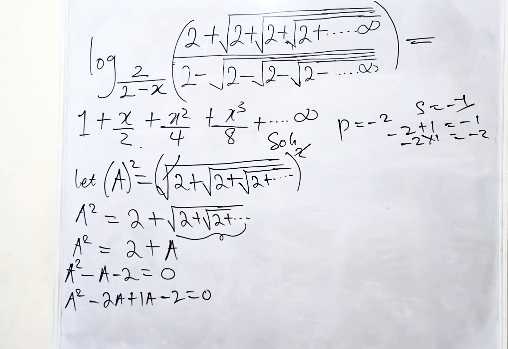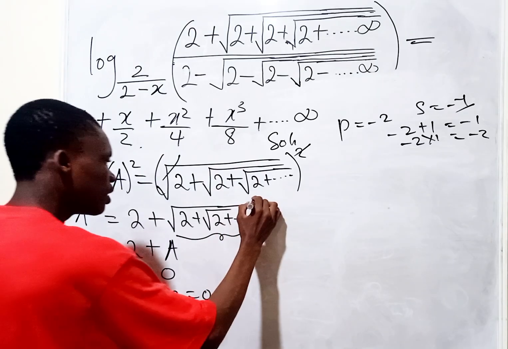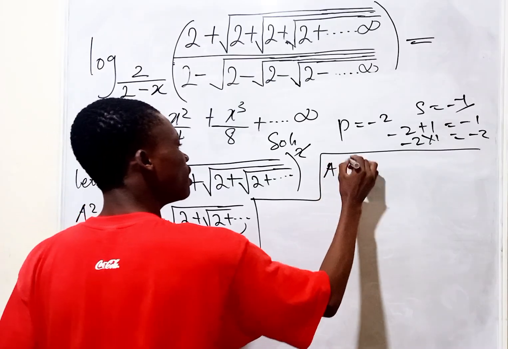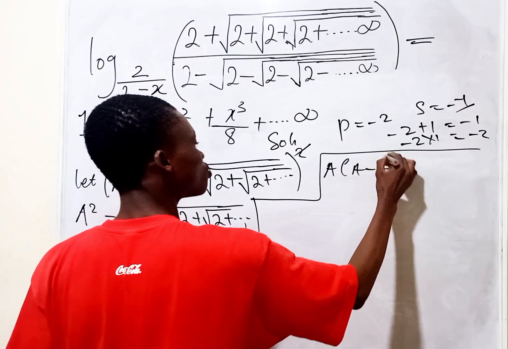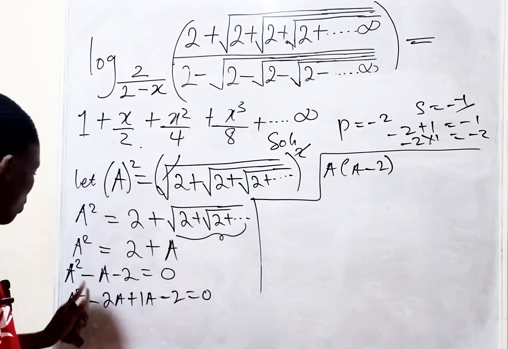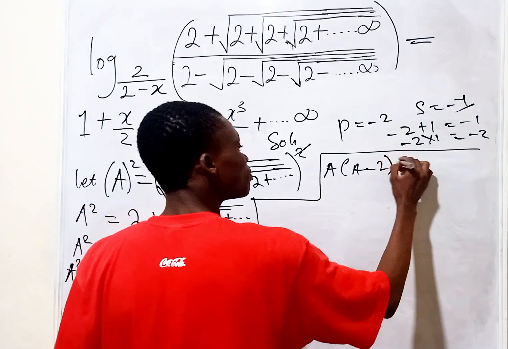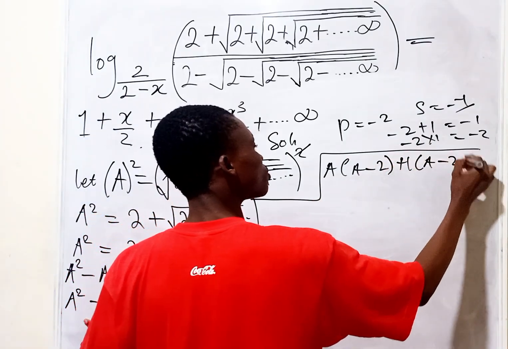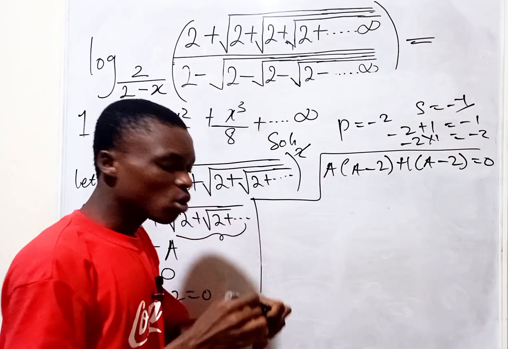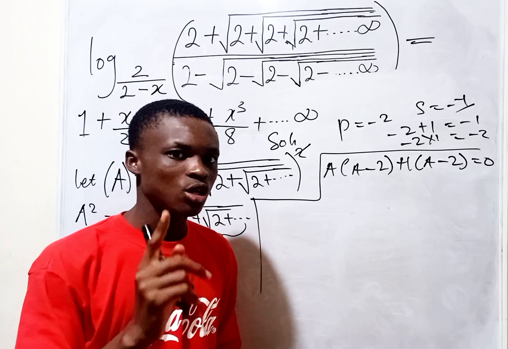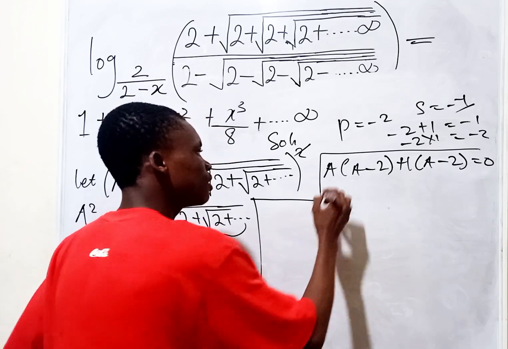All right, so from here, clearly, what can we see? If we factorize this, we'll have a into a minus 2, because a times a gives us a squared, a times minus 2 gives us minus 2a. So this is plus 1 into a minus 2. Now, to show that you're correct whenever you're factorizing, the two brackets must be the same. If they are not the same, you're wrong. All right, so let's solve this.